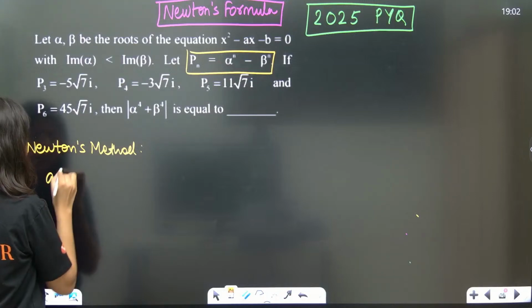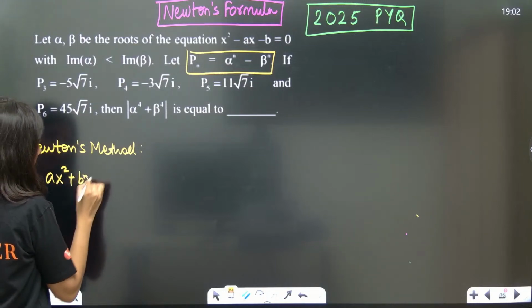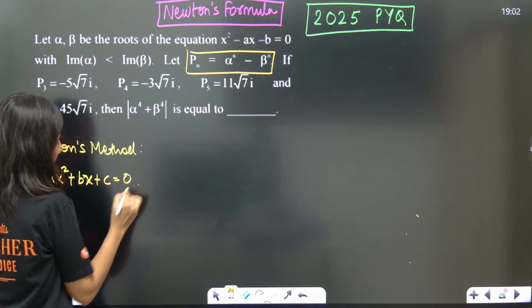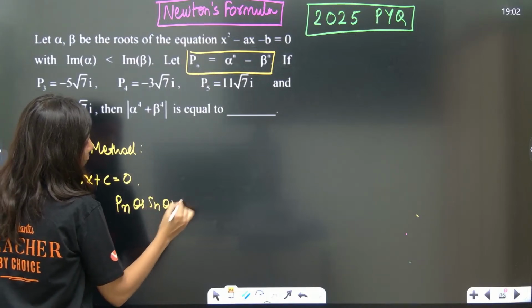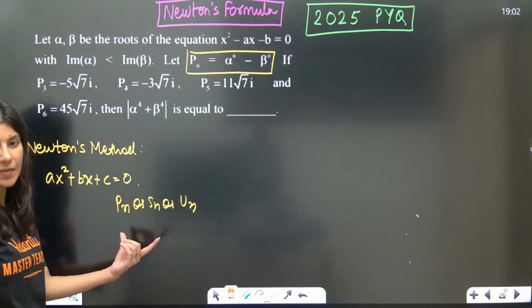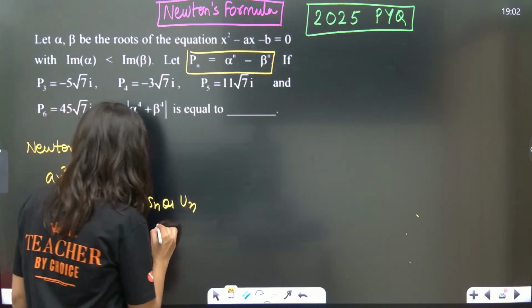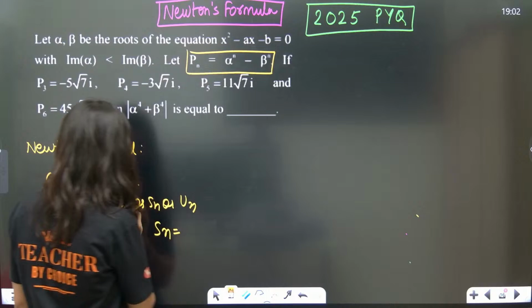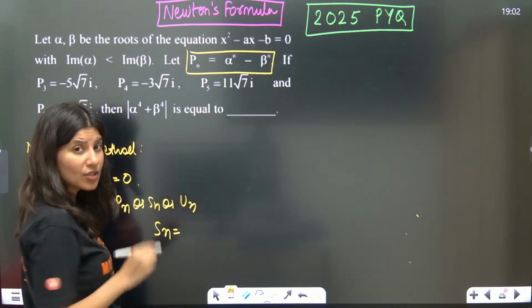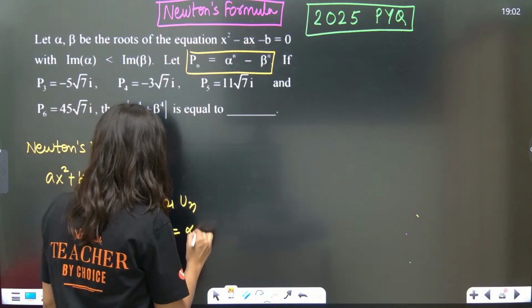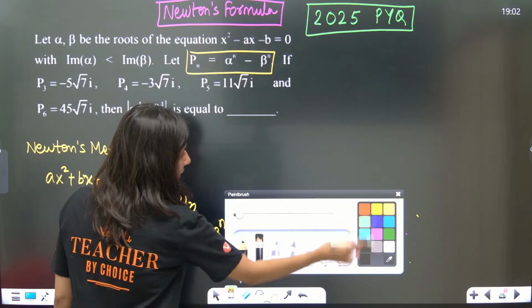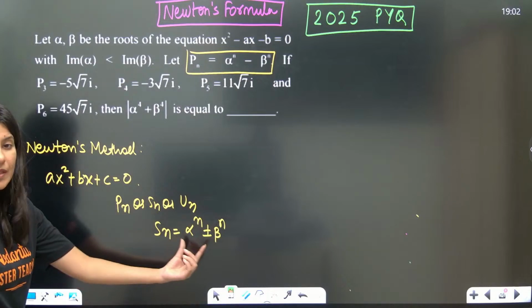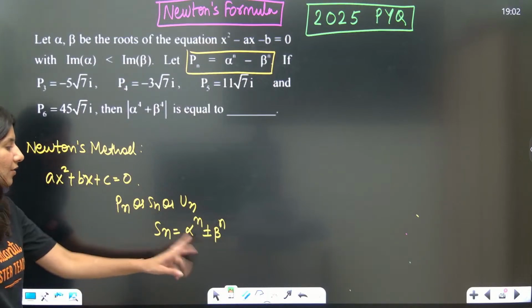Suppose you have ax square plus bx plus c as your quadratic equation, where Pn or Sn or Un, whatever is mentioned in the question. Suppose we are writing Sn, but they can give you Pn, Sn, Un. In this question, they are giving Pn. So alpha power n plus minus beta power n is written over here.